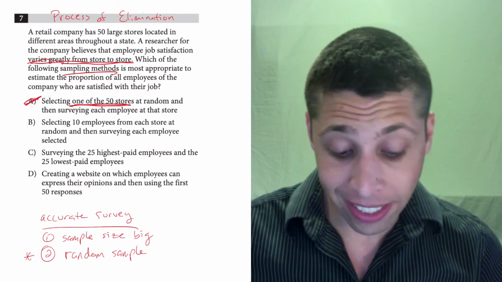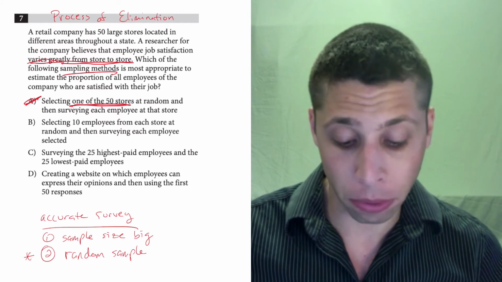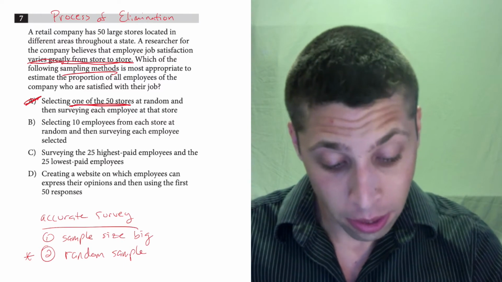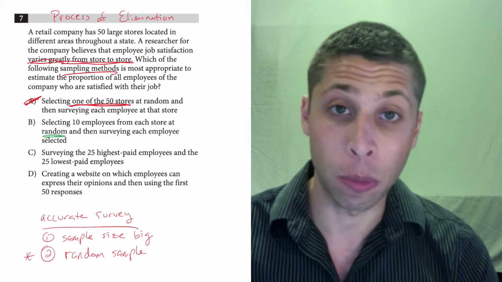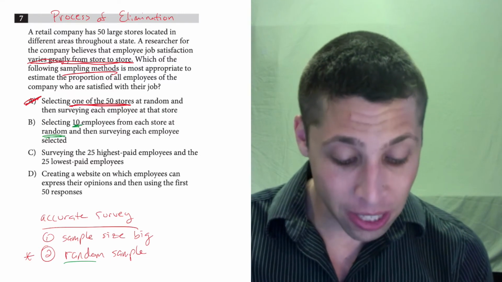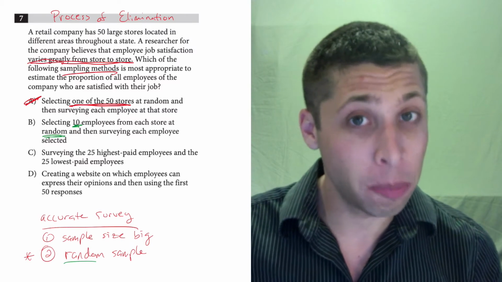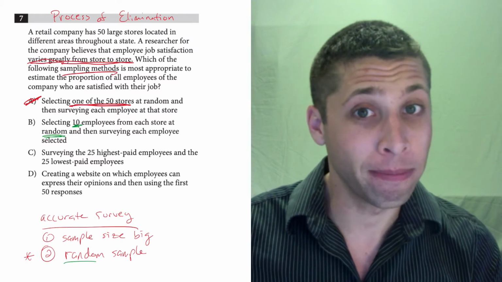Choice B, selecting 10 employees from each store at random and then surveying each employee selected. Well, this has a good word. That word random is pretty good. That's what we want. That fits with our random sample. This number 10 seems a little low, so let's see if there's a better choice, but the random thing is good.